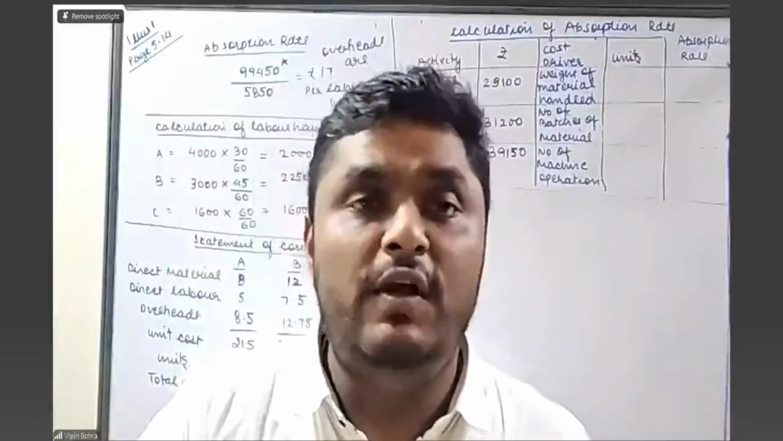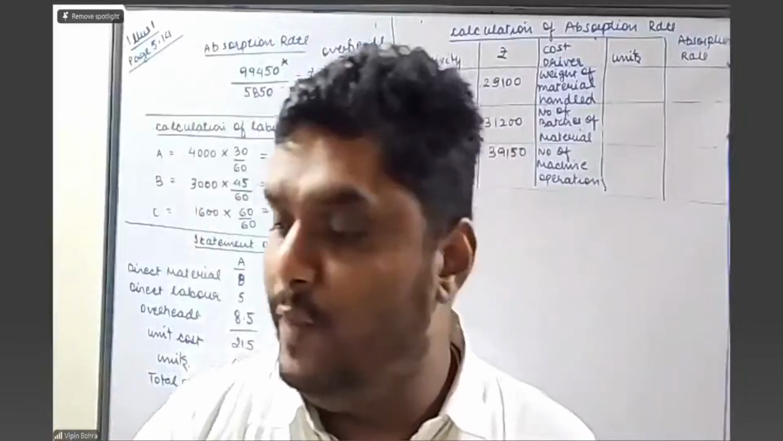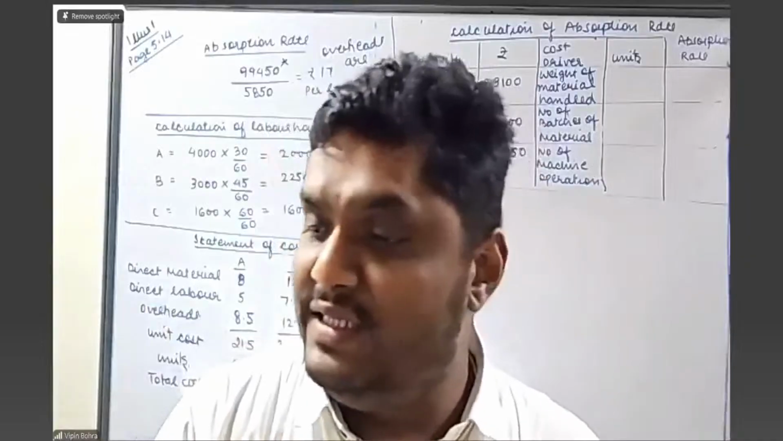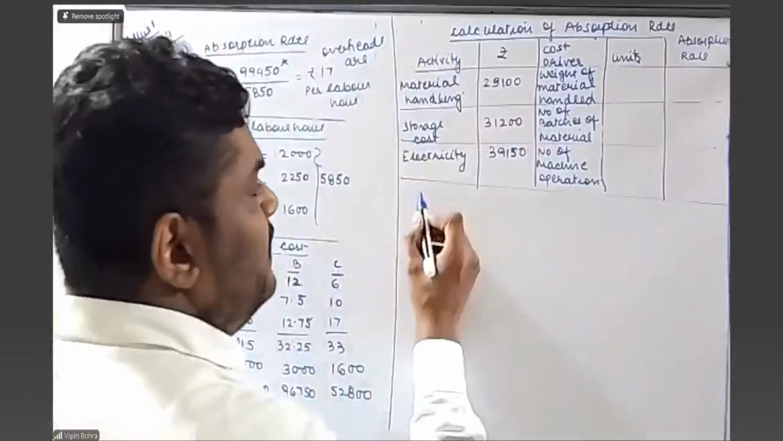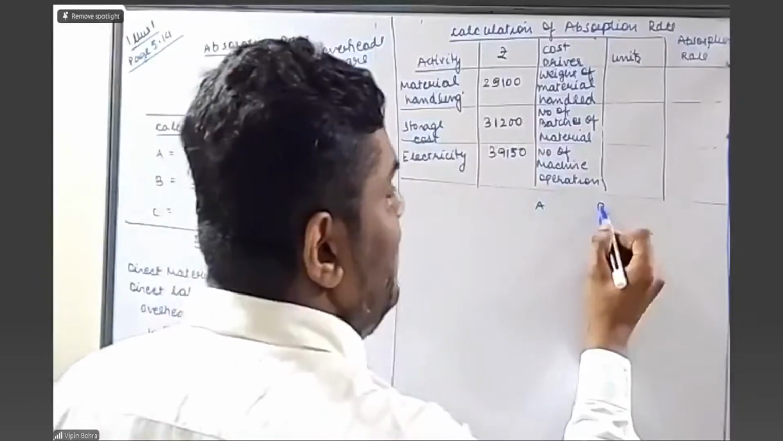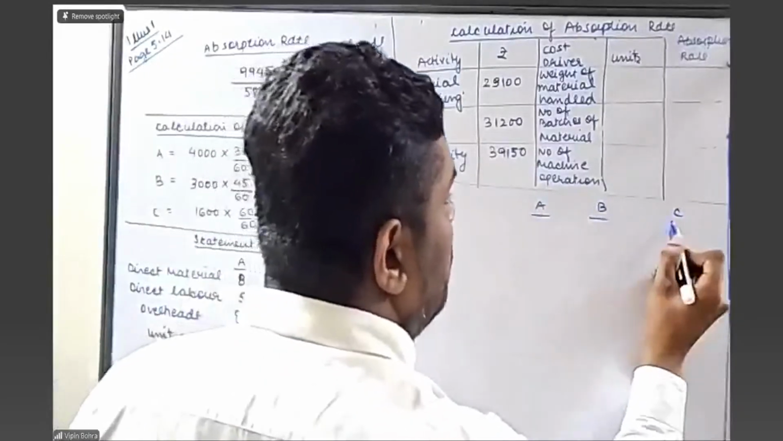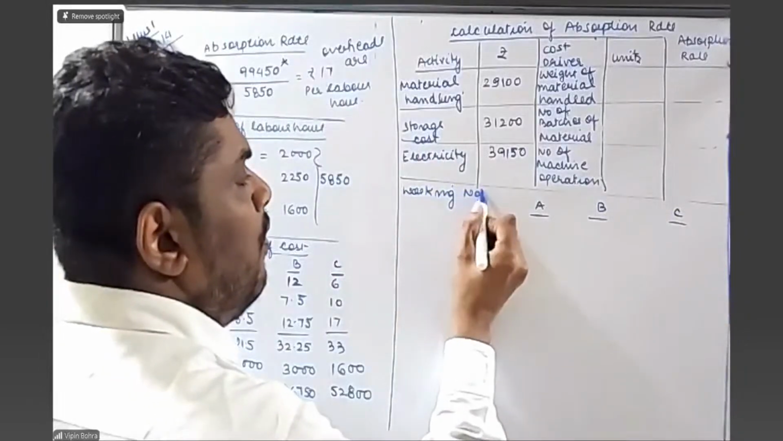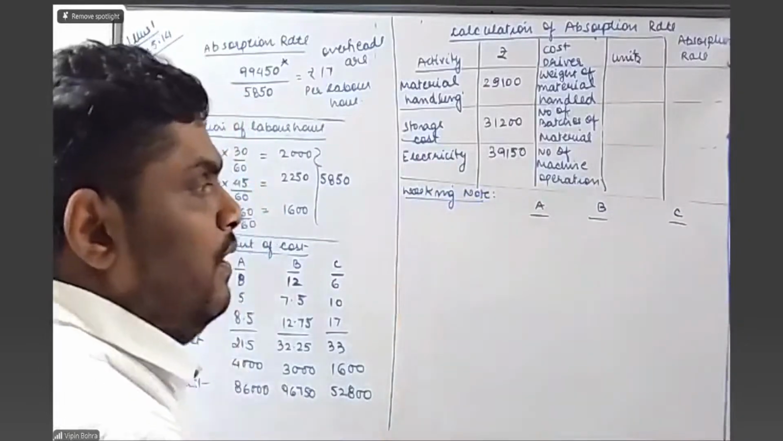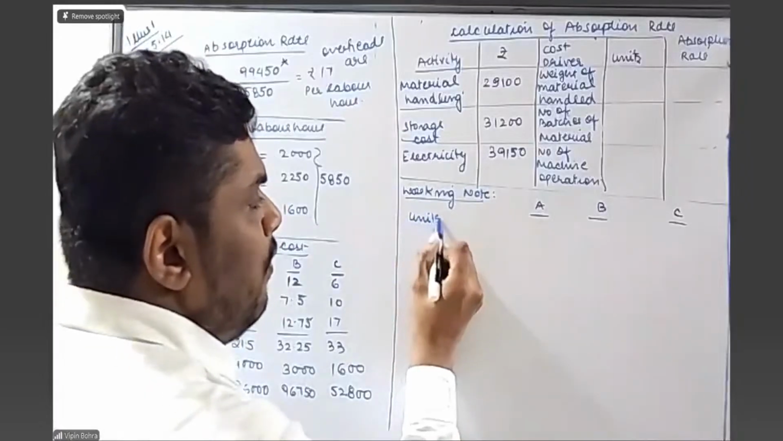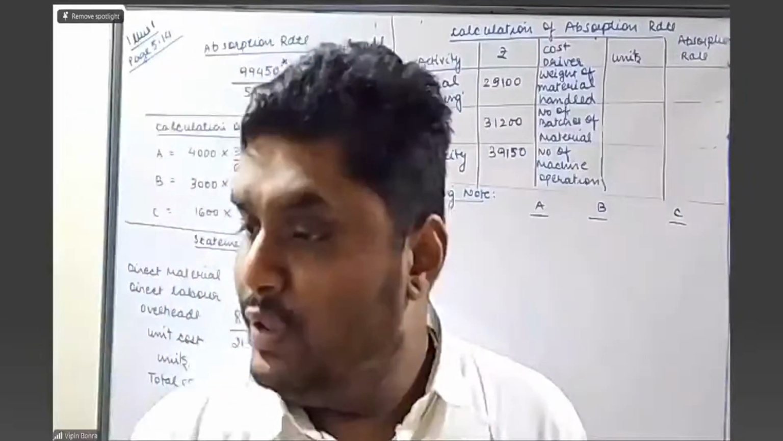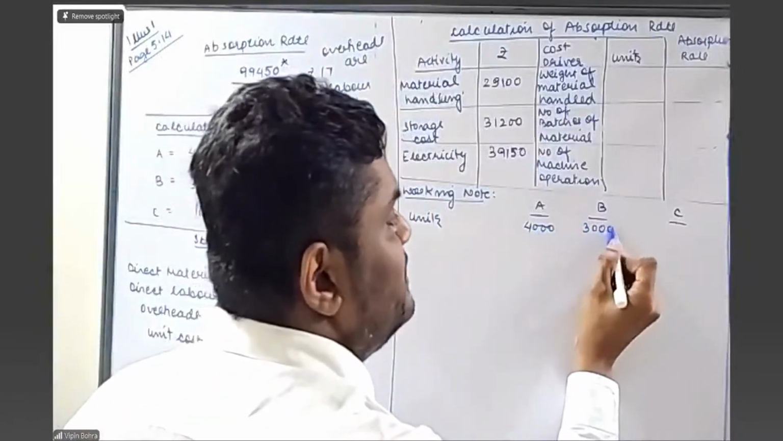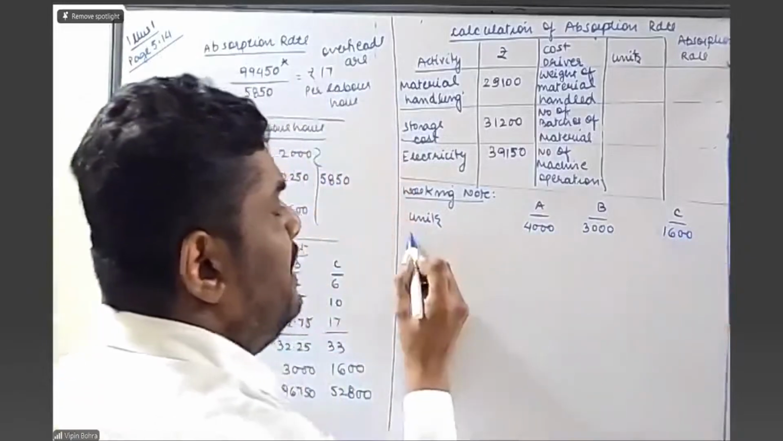Now let's start with the weight of material. Weight means how much quantity of material. So when talking about weight, the weight is given in kgs. So let's calculate the weight of material. There are 3 products, A, B, and C. Let's prepare the working note. Now, how many units do we have? 4,000, 3,000, and 1,600. Material required.